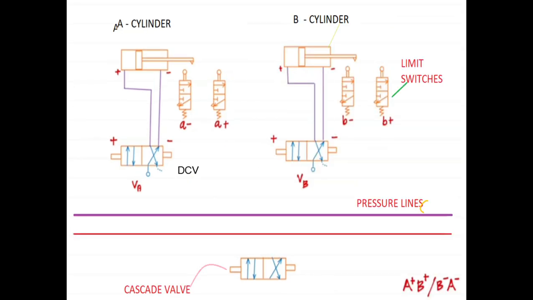So now we can see the two different sequence operations. Here we have shown A plus, B plus, B minus, A minus. In the first row we have shown the number of cylinders, that is cylinder A and cylinder B. The second row represents the limit switches 1 and 2, that is A minus, A plus, and B minus, B plus. The third one is the direction control valve, where cylinder A is connected with direction control valve A, and cylinder B with its direction control valve. Also we have shown the pressure lines with different colors, and at the bottom the cascade valve, that is A plus, B plus, and B minus, A minus.